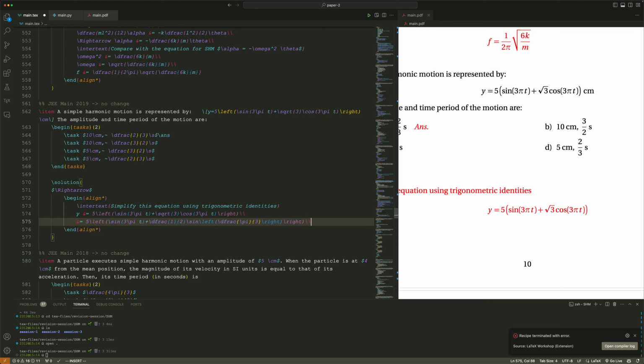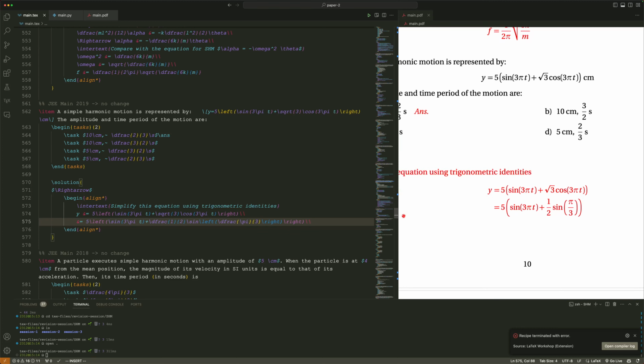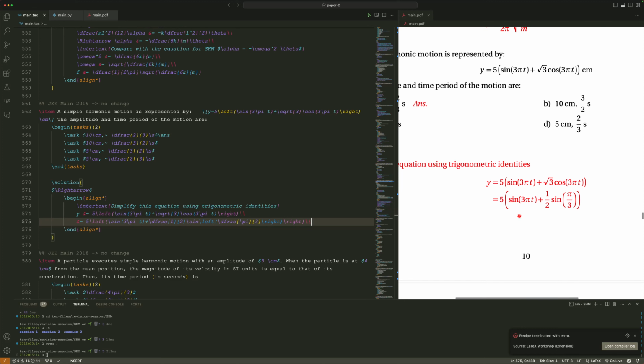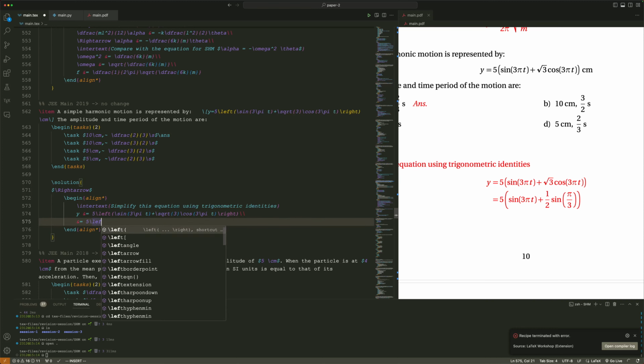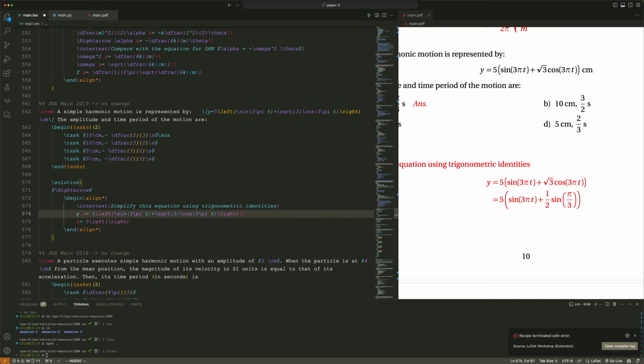Yes, I don't know why Copilot is getting better and better. But I think this time it messed things up. No, that is not the correct solution. Let's do it manually. Left, right, yes. So we have to multiply as well as divide by 2.